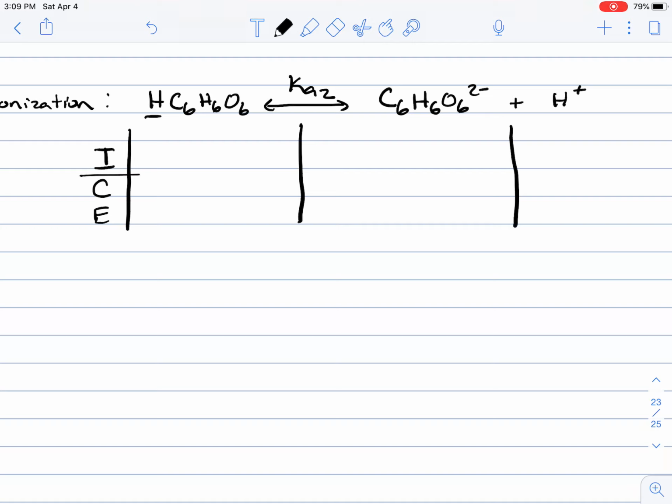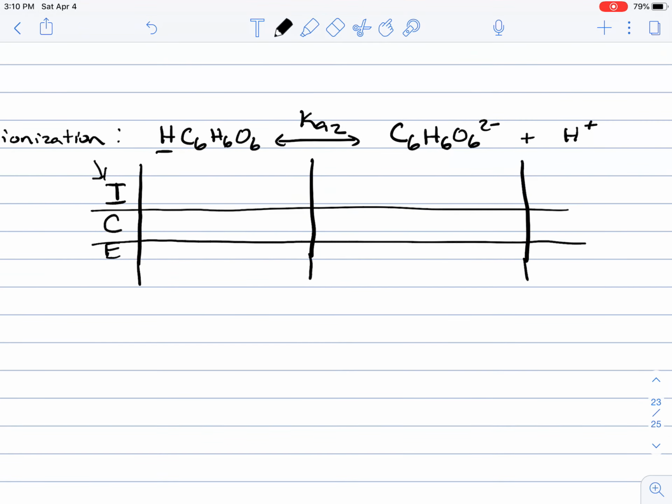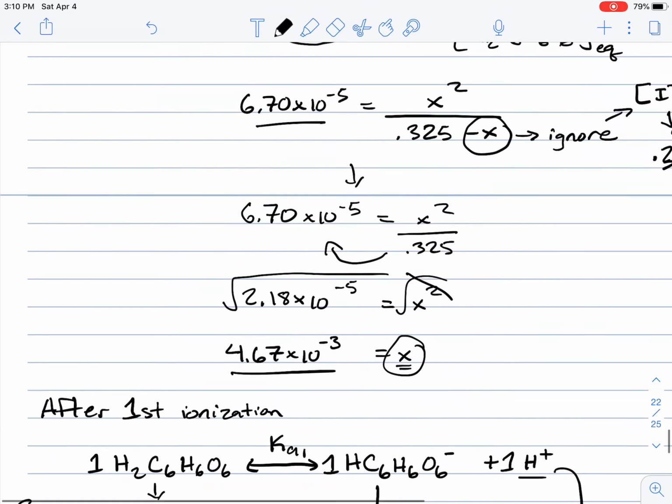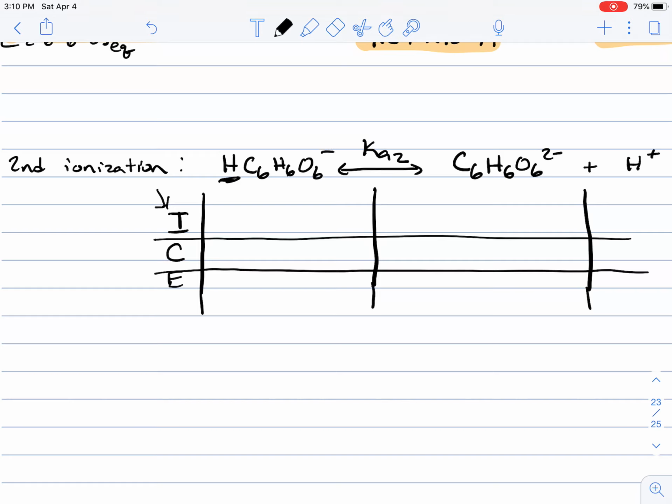Now, this is where things get a little tricky, but it shouldn't be that tricky if you understand the concept overall. And so let's look at the initial concentration. If you look at the problem, it only gave us the initial concentration of ascorbic acid, which is H2C6H6O6. And here, when we're writing the second ionization, this is HC6H6O6, and I think I forgot to write a negative charge there.